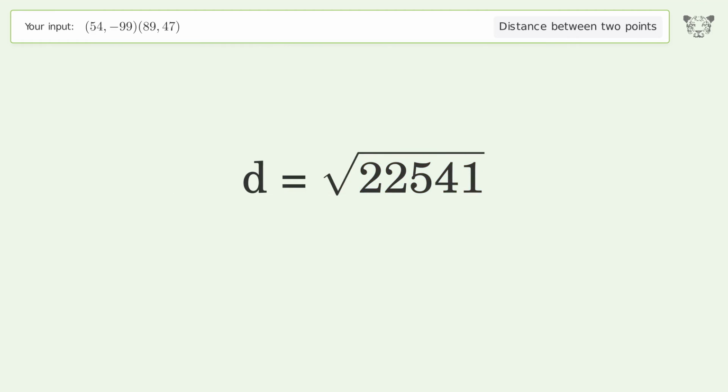And so the distance between the 2 points is the square root of 22,541, or 150.137.